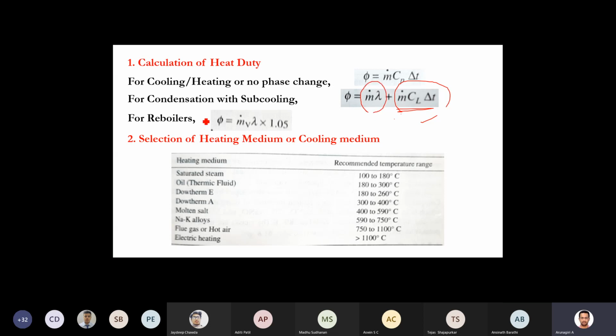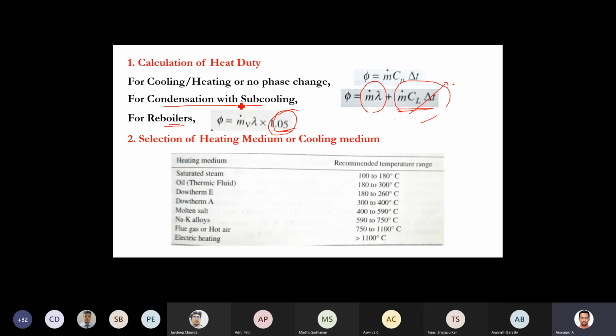Okay, so this is for condensation with subcooling. If you don't have subcooling, this term becomes 0. Okay, so you have to multiply m lambda by this factor 0.05 to account for the losses. If it is reboilers, okay, this condensation and reboilers are heat transfer with phase change.